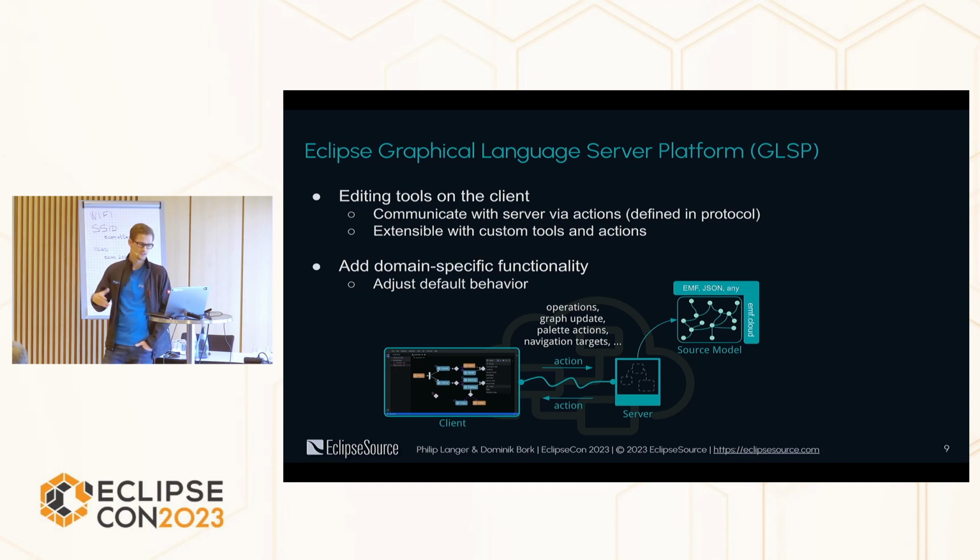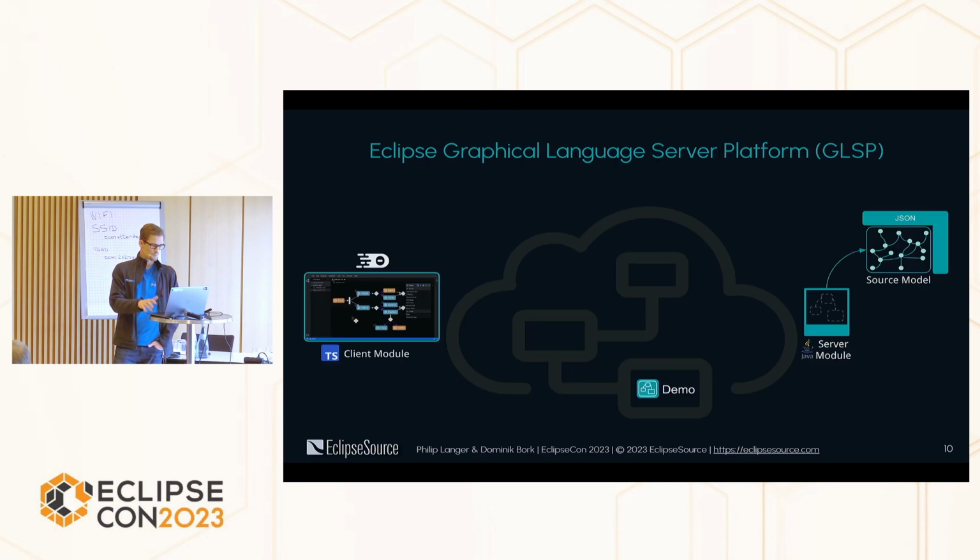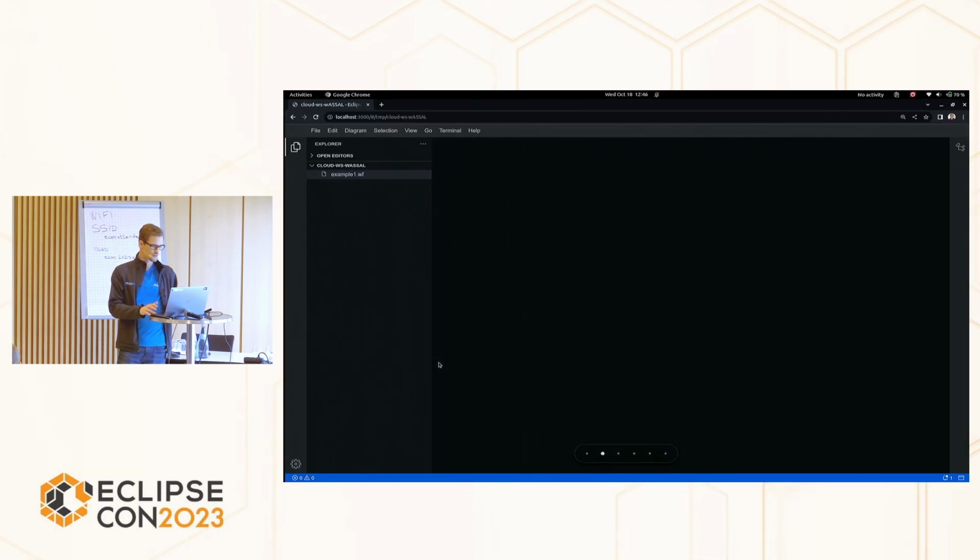Besides that, there are a couple of other actions, like for instance, what tools are available in the tool palette, or resolving navigation targets and so on. So there are different messages, and you can even add your own custom messages on top, as I mentioned before. So with that, just a short overview of how things work. Let's have a look at a demo.